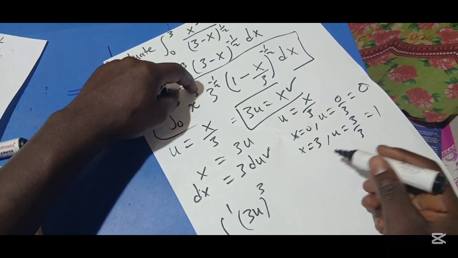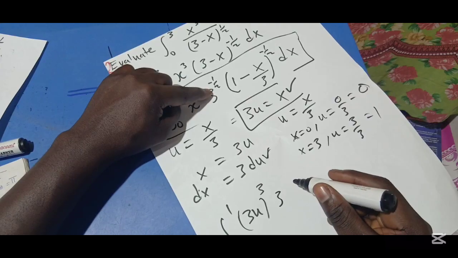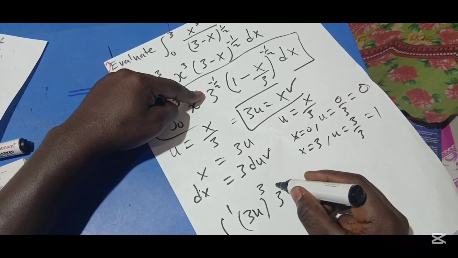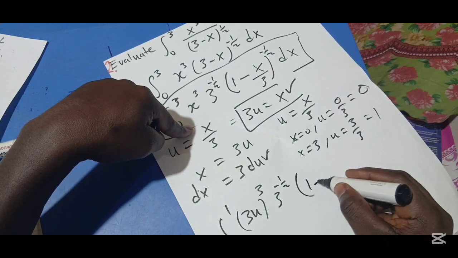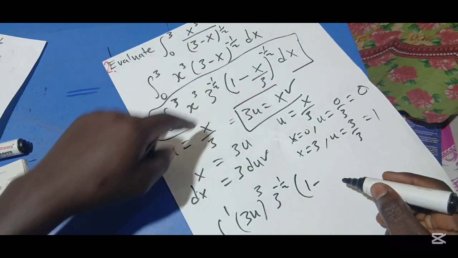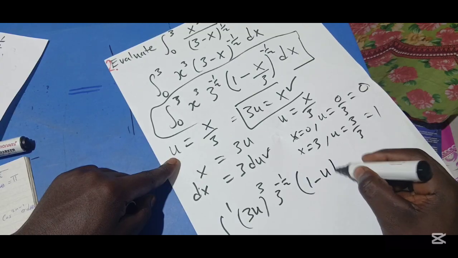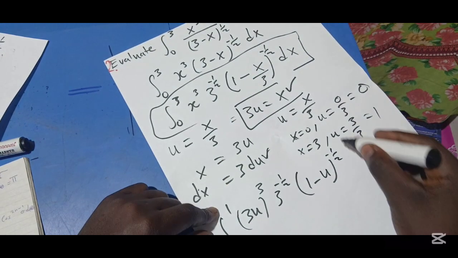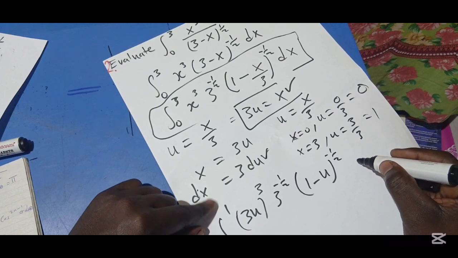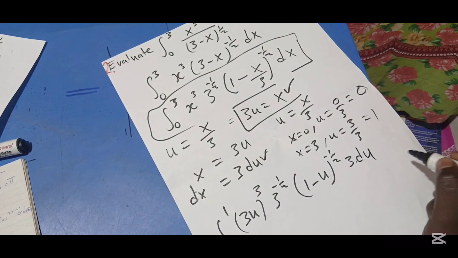So our x to the power cube, our x is 3u to the power cube, and we have 3 to the power half, right? And it's actually minus, or into bracket 1 minus x on 3. We said x on 3 should be u. So u, don't forget that, all to the power minus half dx. But how do we say our dx is? Our dx is 3 du. So 3 du.